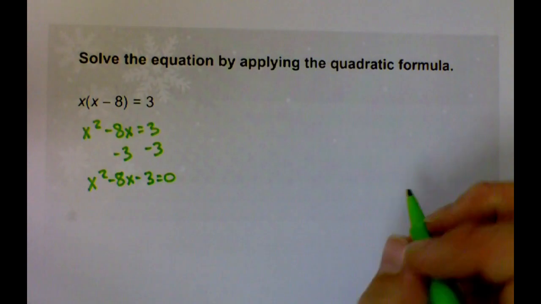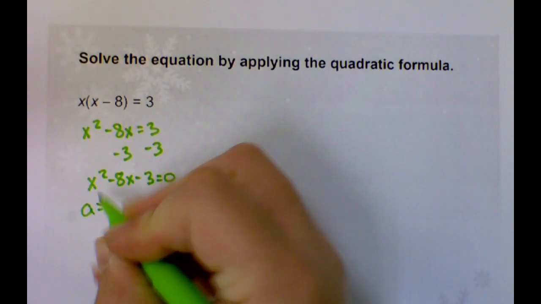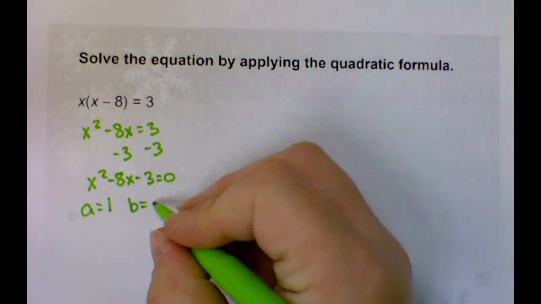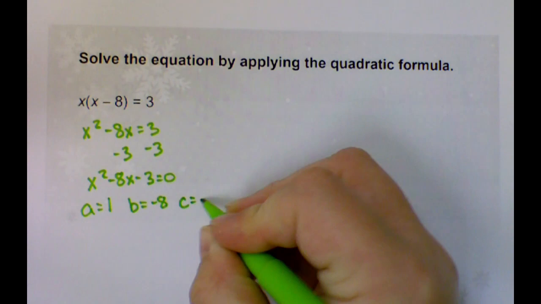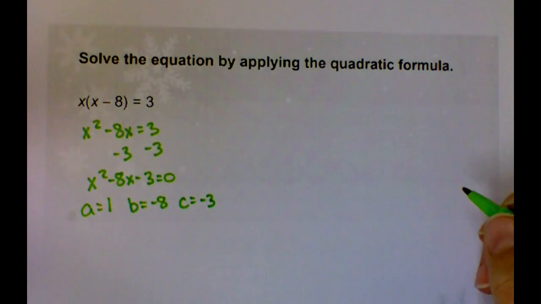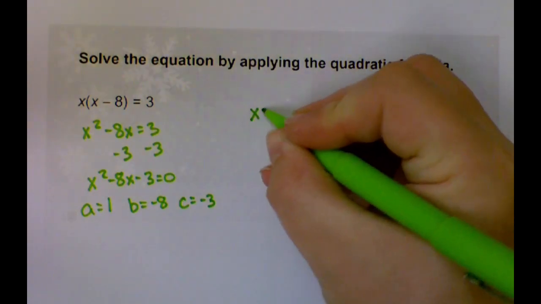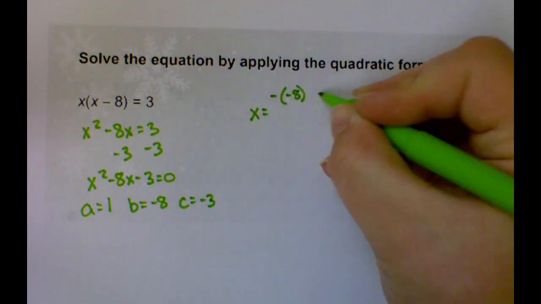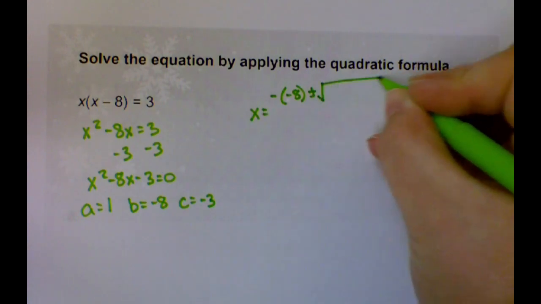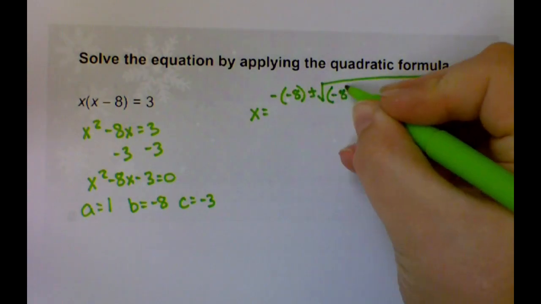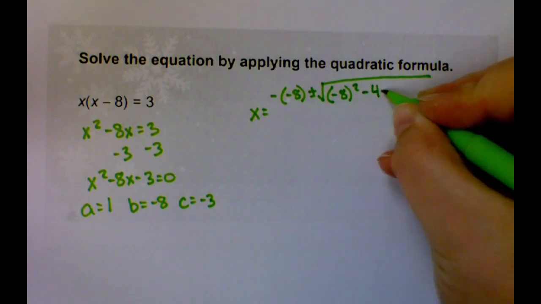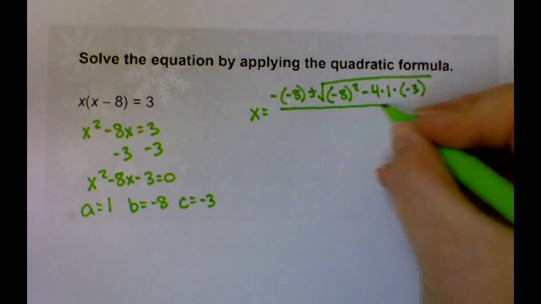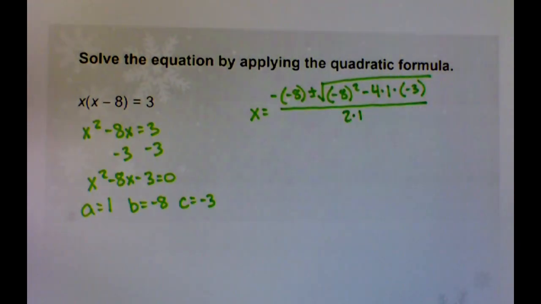Now I identify my a, b, and c. My a is the coefficient on my x squared, which is 1. My b is the coefficient on the x, which is negative 8. And my c is the constant, which is negative 3. Do not forget those negatives. So now we plug it into the quadratic formula. Negative b, so negative 8, plus or minus the square root of b squared, so negative 8 squared, minus 4 times a, which is 1, times c, which is negative 3, all over 2a, so a is 1.